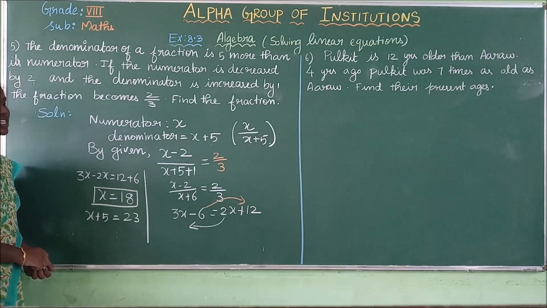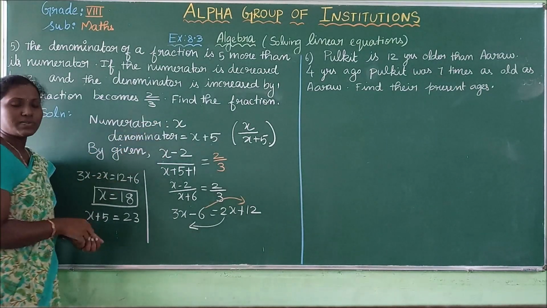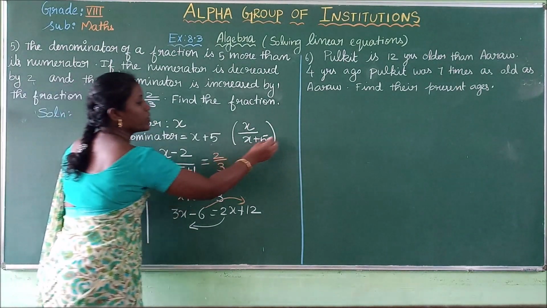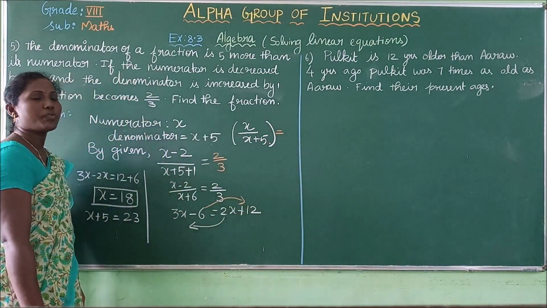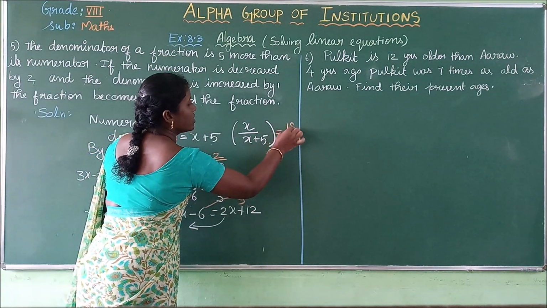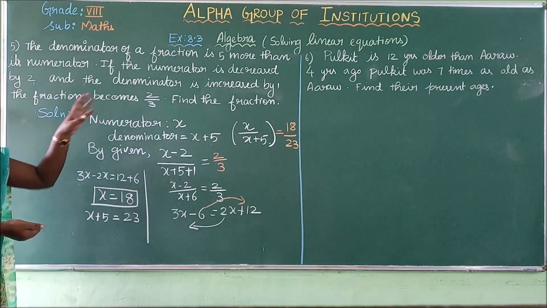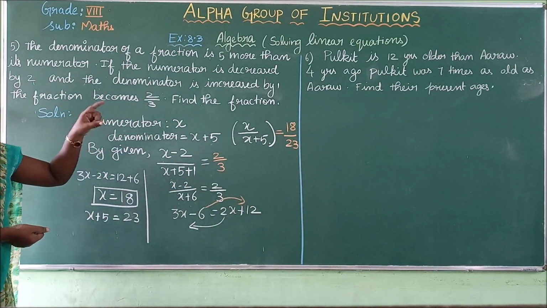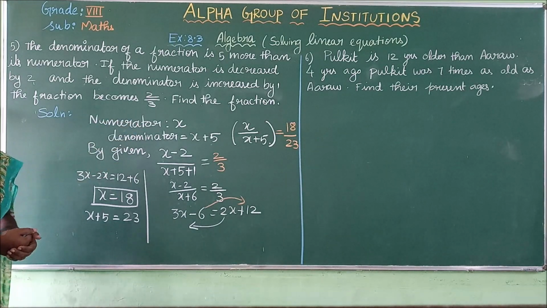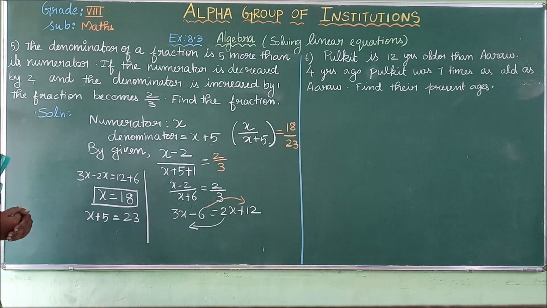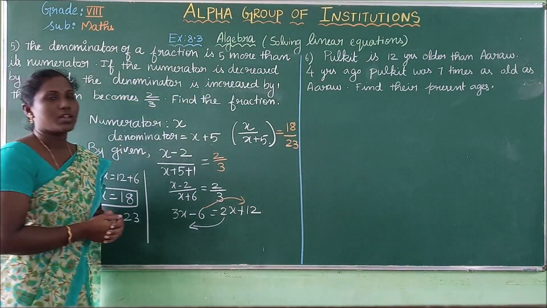So what is the required fraction here? X over x plus 5, isn't it? If we substitute, we get the value of x as 18 and x plus 5 as 23. So the fraction defined here according to the condition is 18 by 23. That's the fraction here. Okay, so next problem we'll solve.